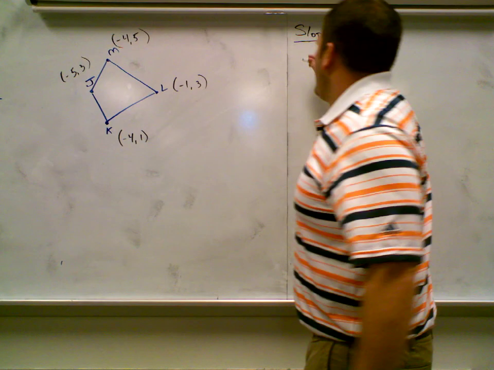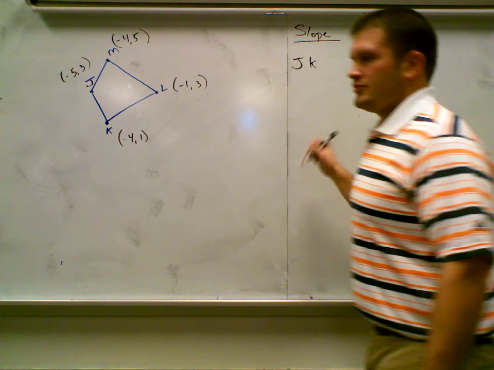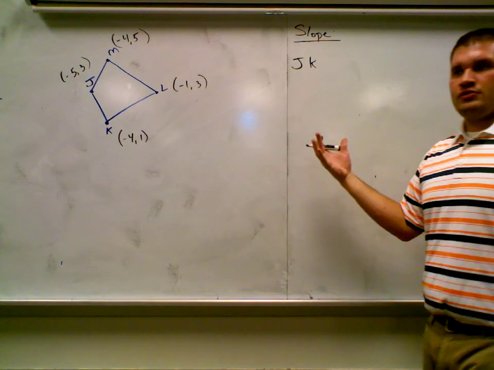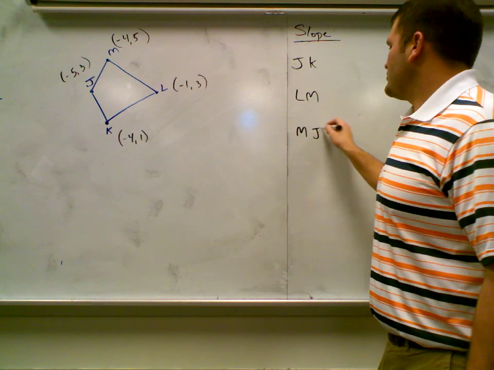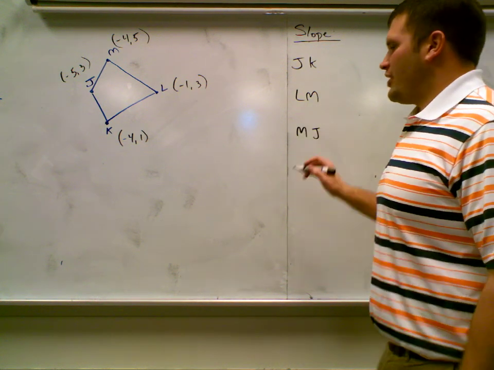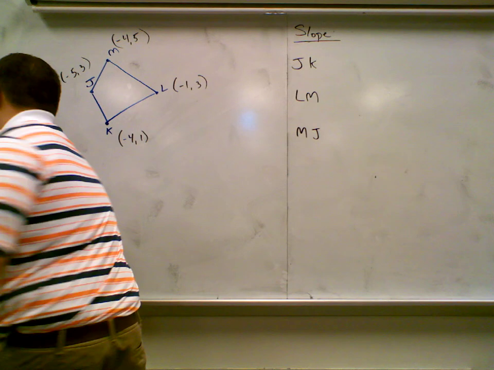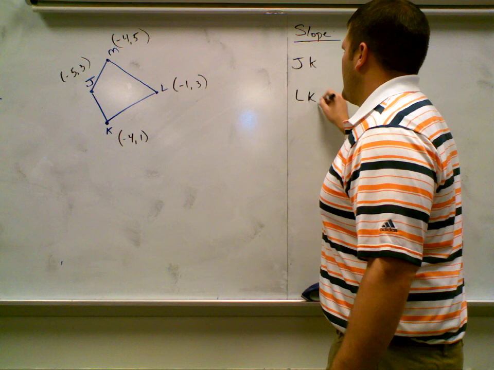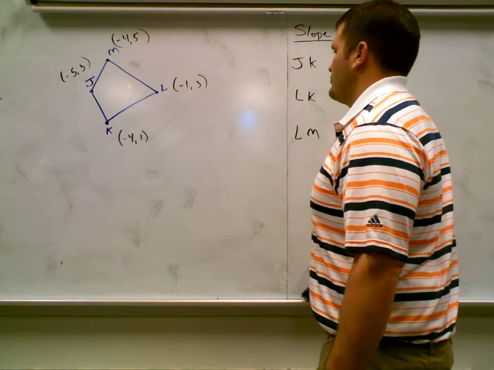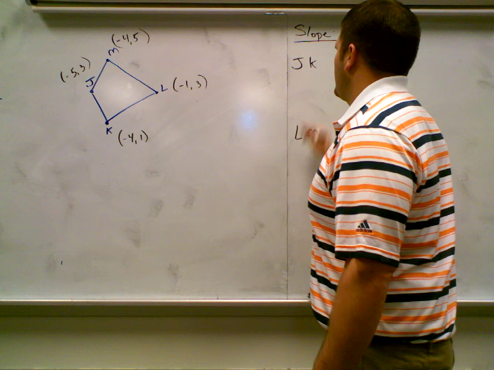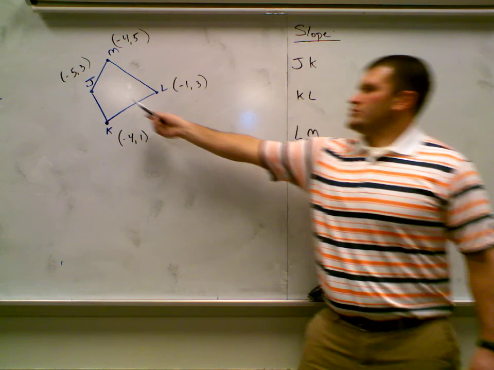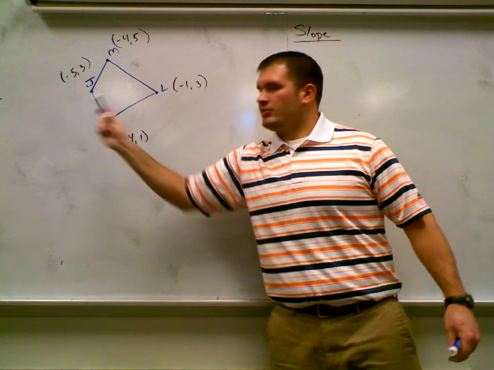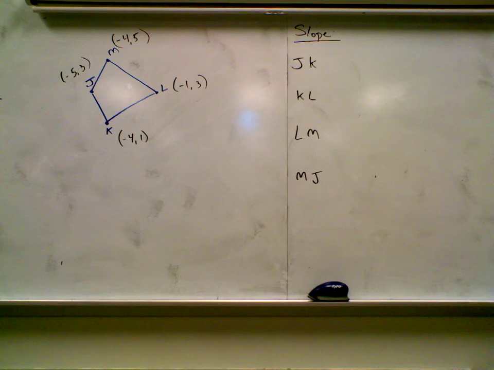Alright. So we're going to need to figure out the slope of JK, the slope of LM, the slope of MJ, the slope of LK. Now I like to go in order, so I'm going to erase these and go KL, LM, MJ. So I'm going in order. J to K, K to L, L to M, M to J. Okay, see that? You can do them in any order you want, Joanna. But that's the way I like to do them.